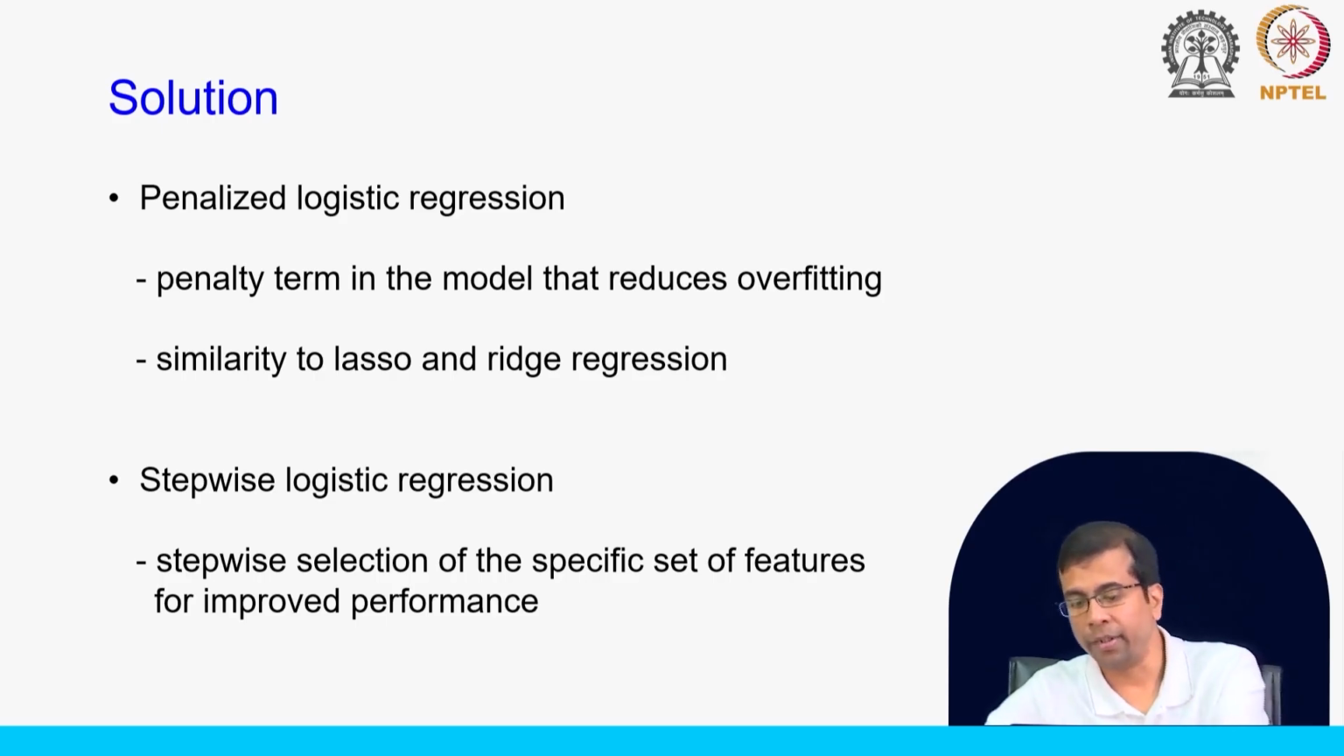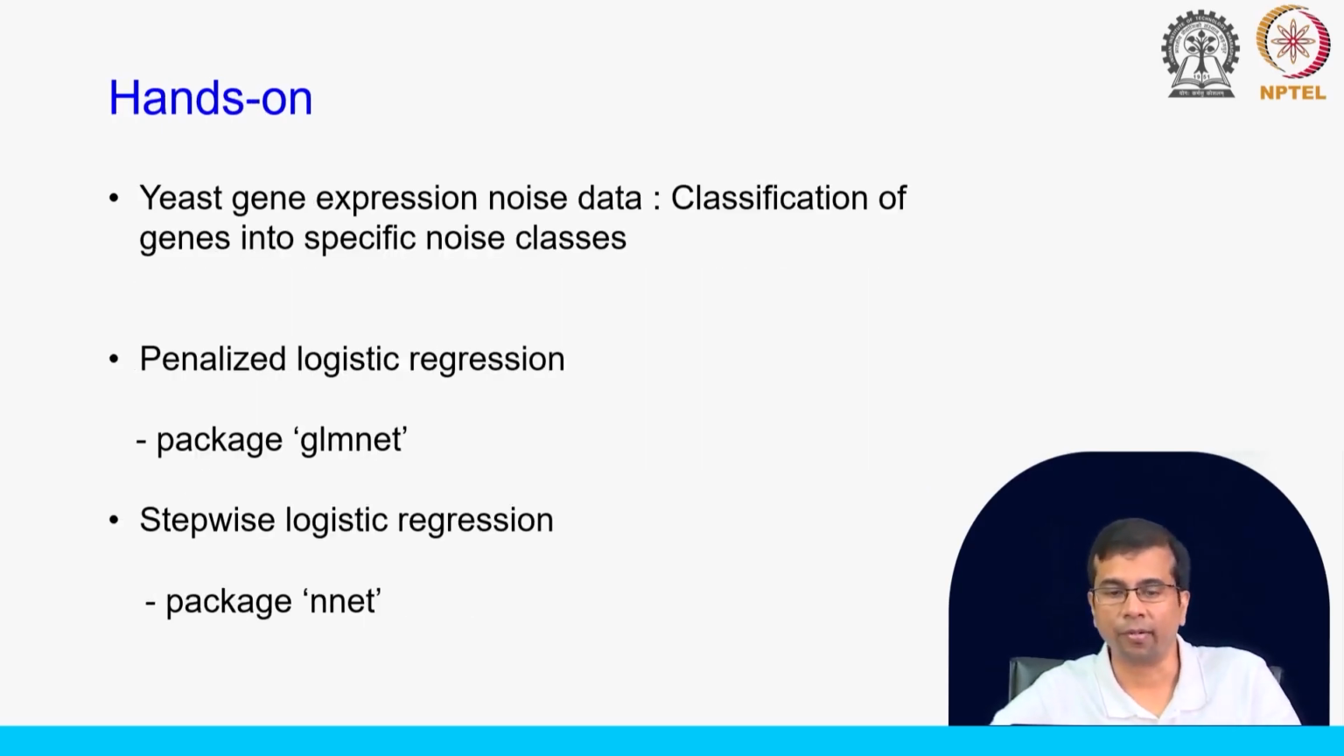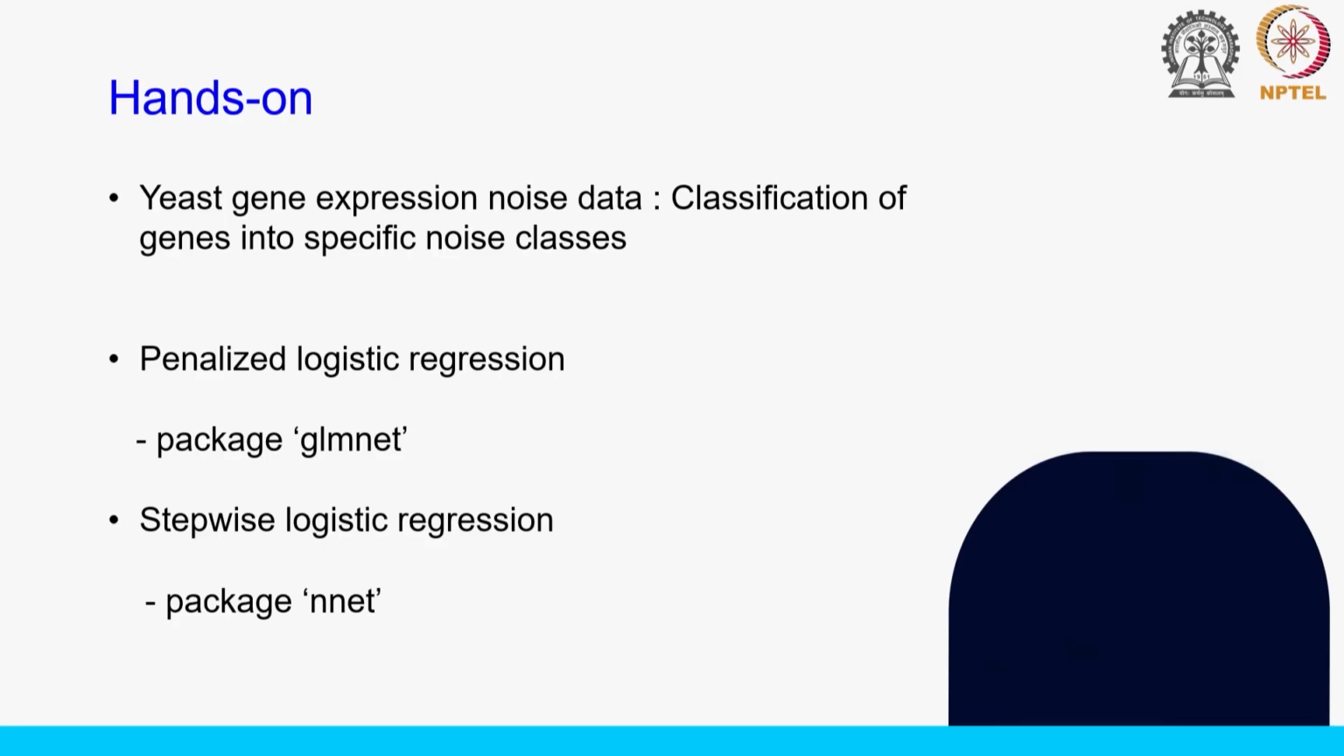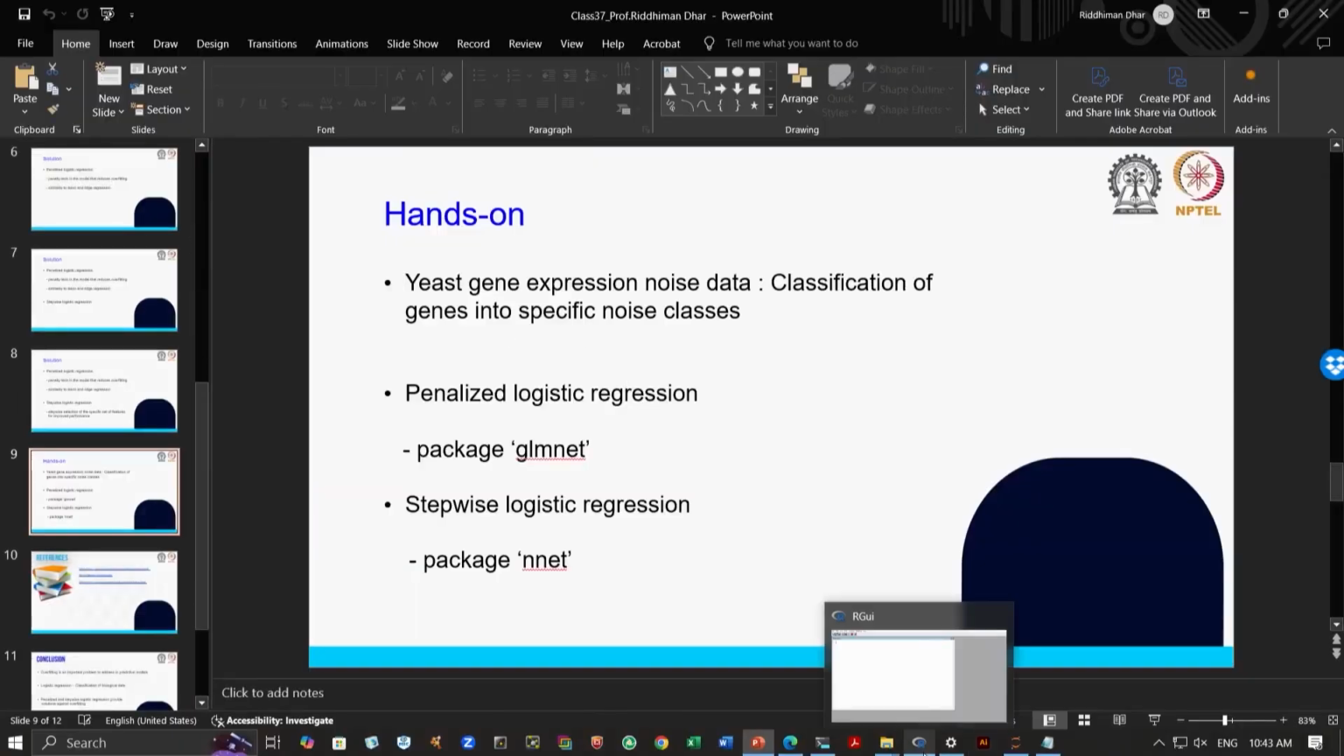So, what we will do in this class, first in the hands-on, is use the gene expression noise data. We will first classify genes into specific noise classes, and we will see the performance of this model. Then we will see if we can improve performance by using penalized logistic regression using the package glmnet, and then we will use stepwise logistic regression using the R package nnet. This is what we are going to do today, so let us move on to the hands-on, and we will start with the R console here.